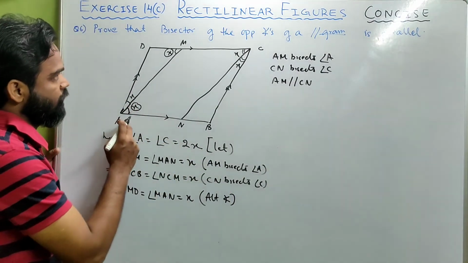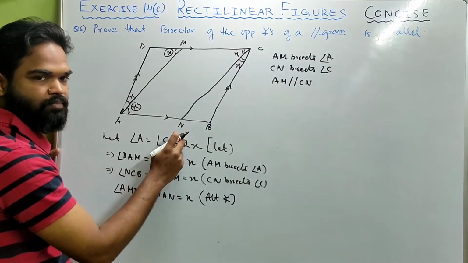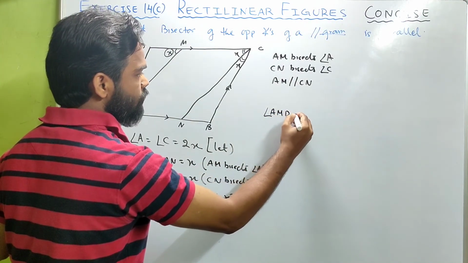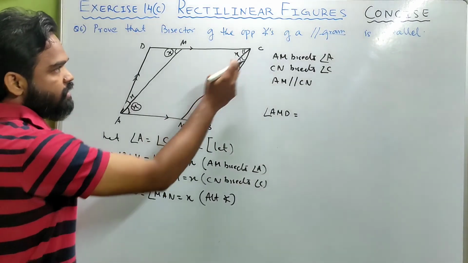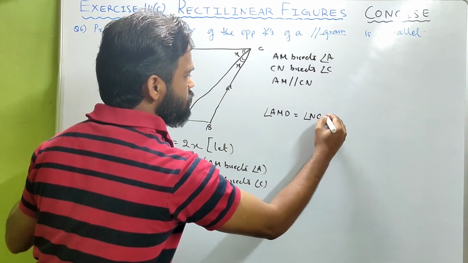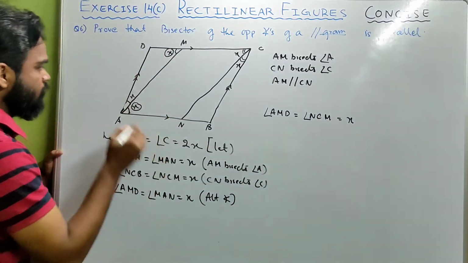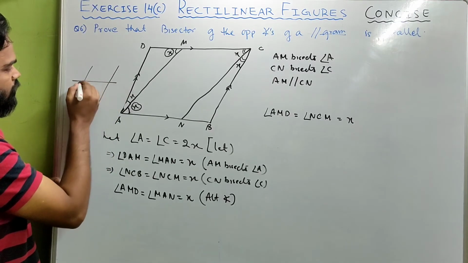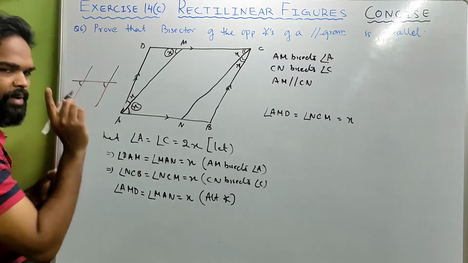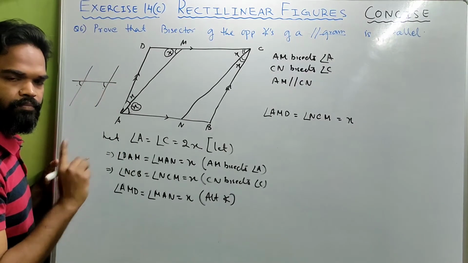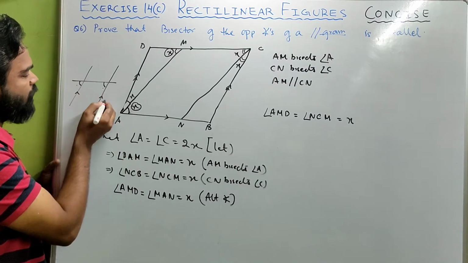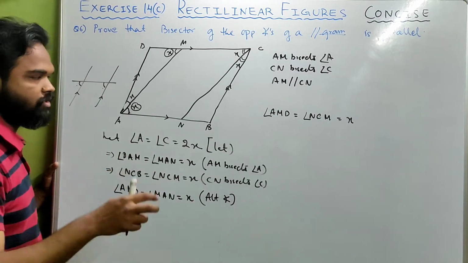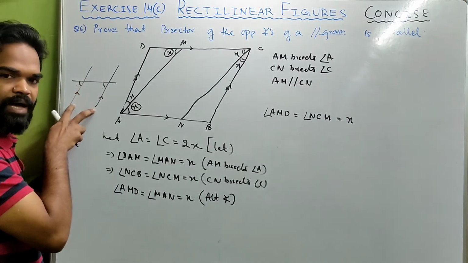Now look carefully at AM and CN. Angle AMD is equal to NCM, which is equal to x. Now, suppose we don't know whether these two lines are parallel or not, but if these two angles are equal, we come to the conclusion that they are parallel. Why? Because these two are corresponding angles. If the lines are parallel, these two are equal, corresponding. The converse: if these two are equal, then these two lines will be parallel.